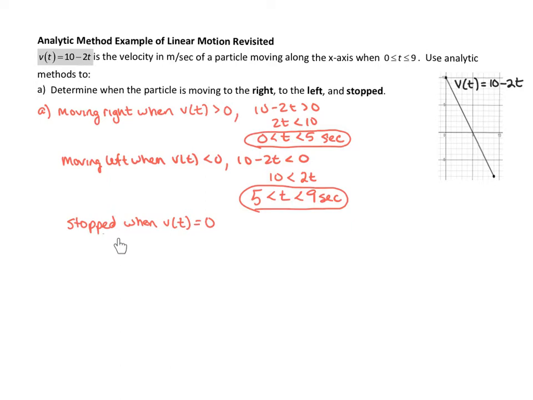The particle is stopped when v of t is equal to 0. So 10 minus 2t equals 0 when 2t equals 10 and t equals 5. So the particle is stopped when t equals 5 seconds.